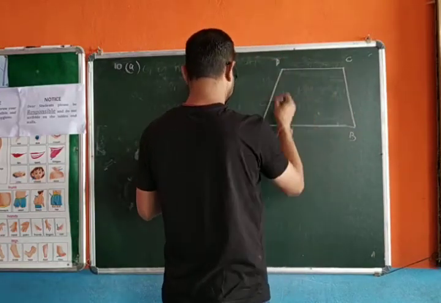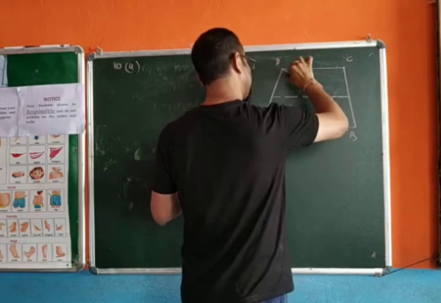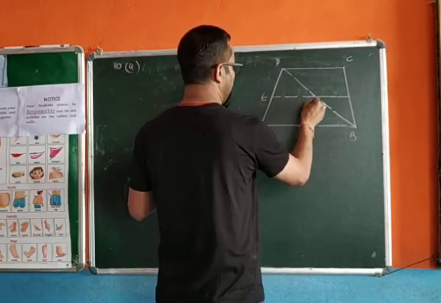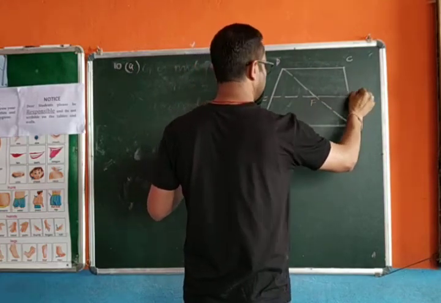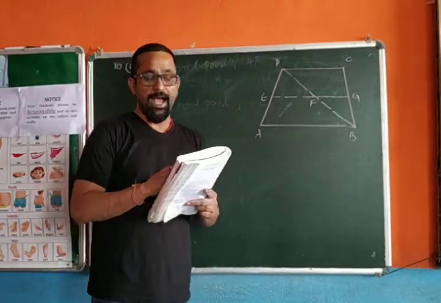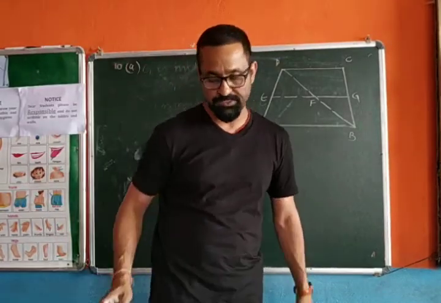ABCD. EF, G, and prove 2EG is equal to AB plus CD.